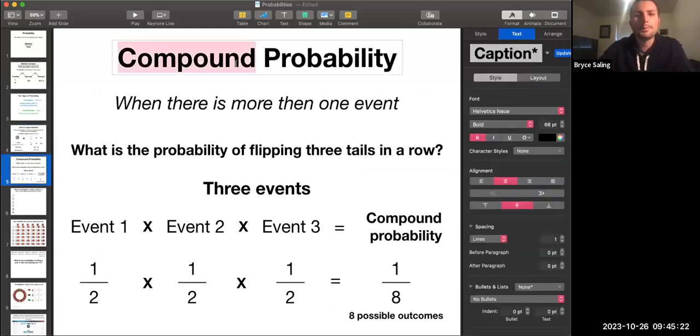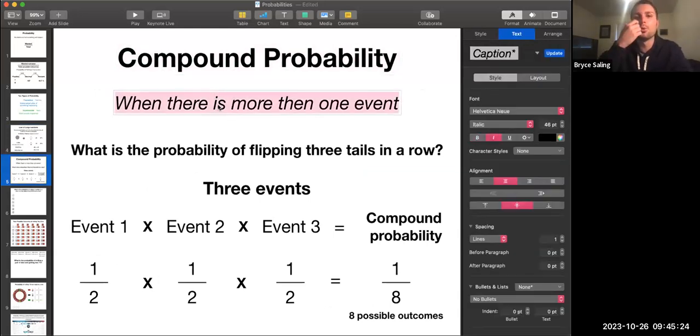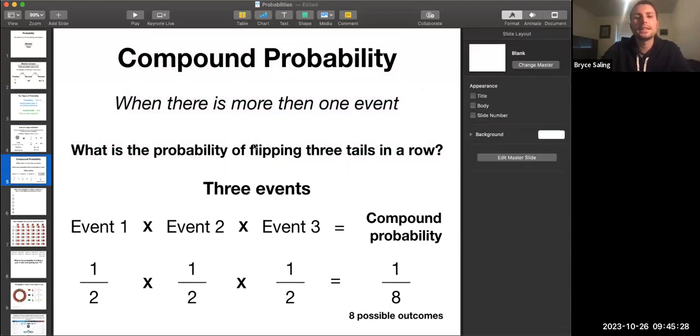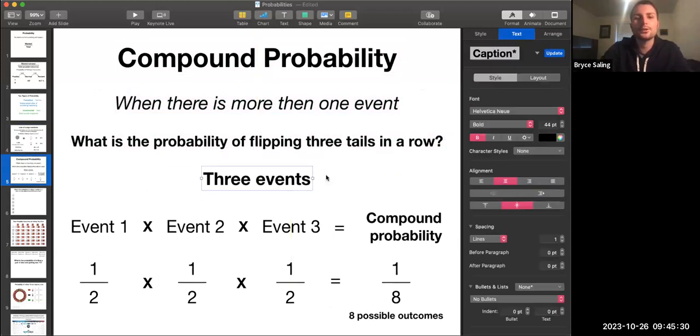So let's do some compound probability, and that's when there's more than one event. What is the probability of flipping 3 tails in a row? We're going to try to calculate the probability of that. And that's just when you go event 1, you just multiply them together. Event 1 times event 2 times event 3.